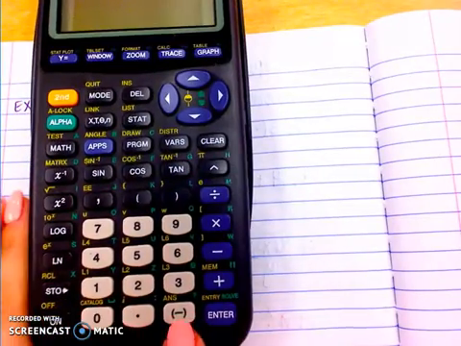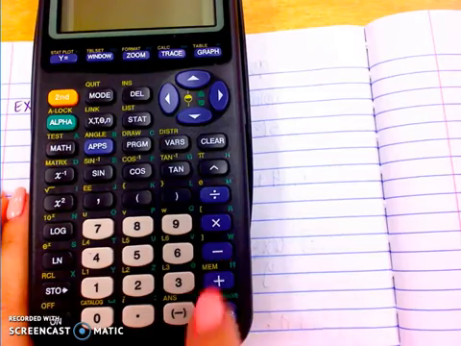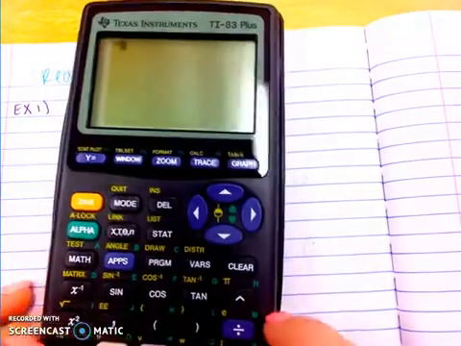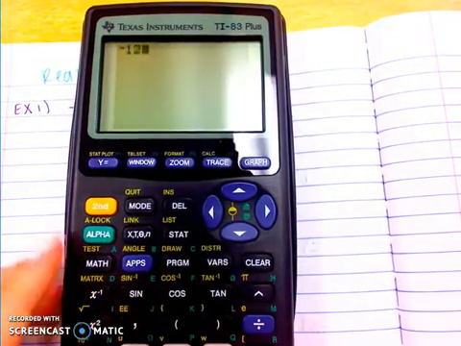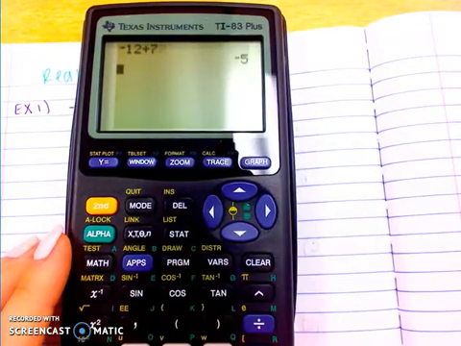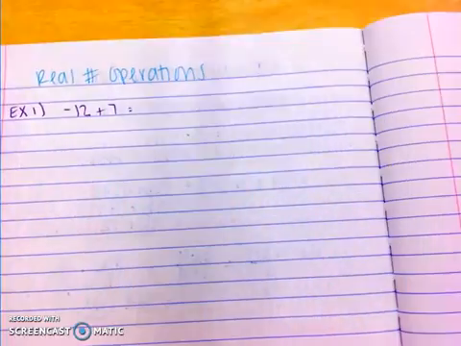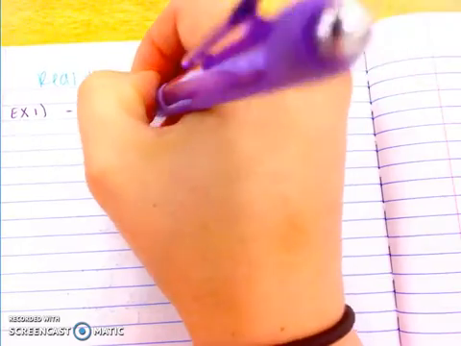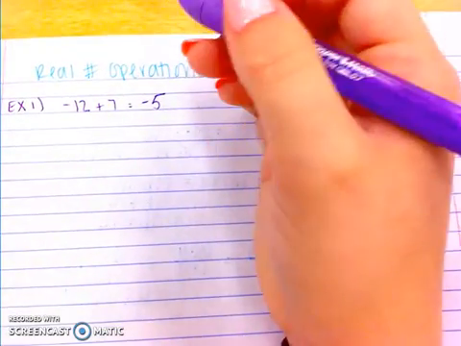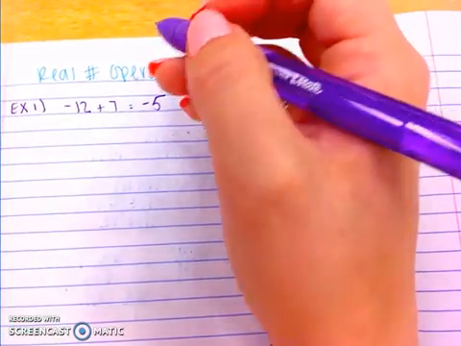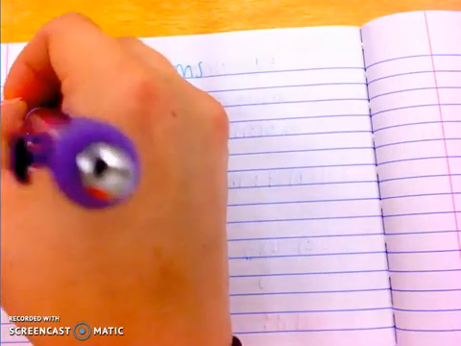negative, this is the negative sign down here, this is not the negative sign. You need to do the negative, and then 12 plus 7, negative 5, okay? Make sure you're not using that subtraction sign. Let's look at another example.